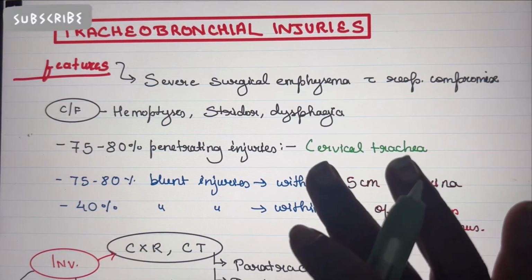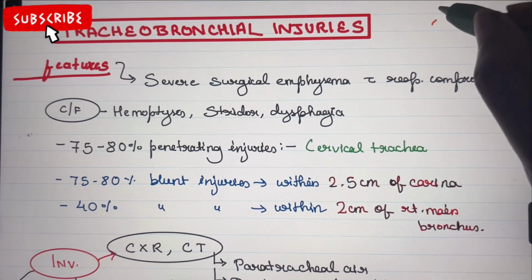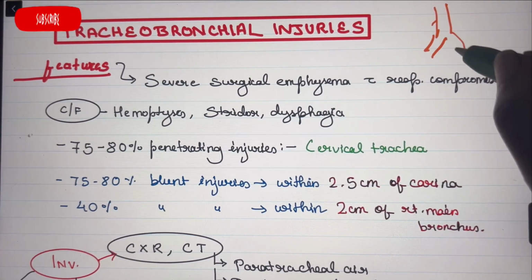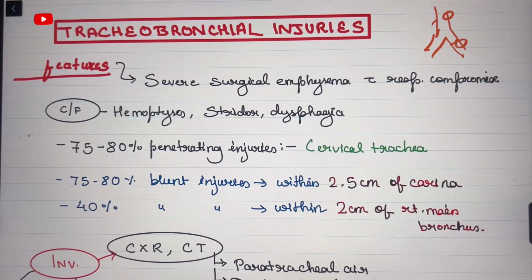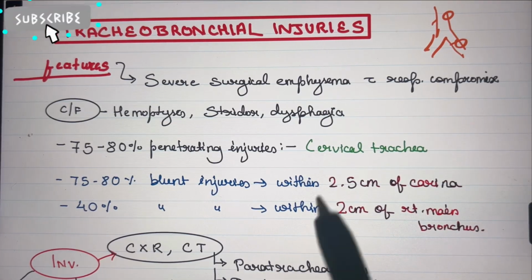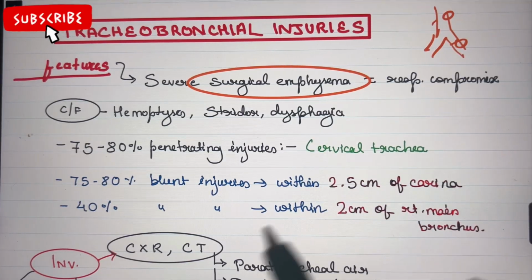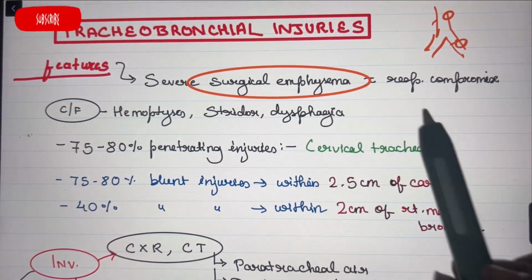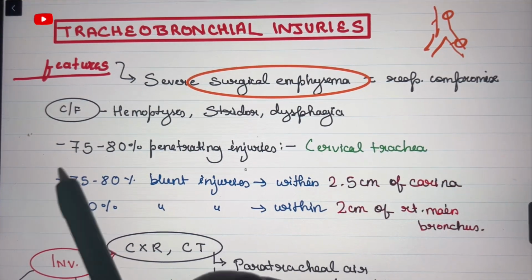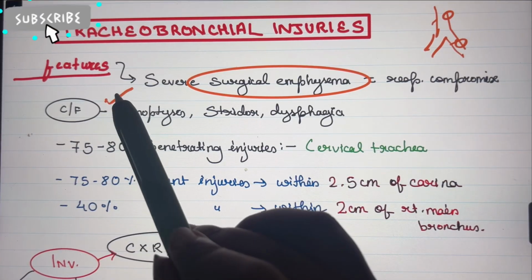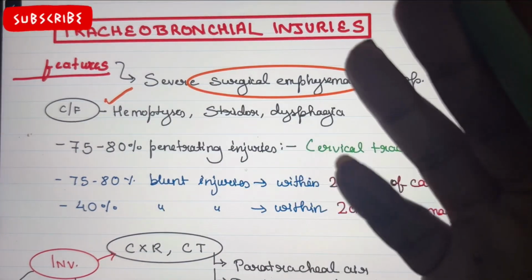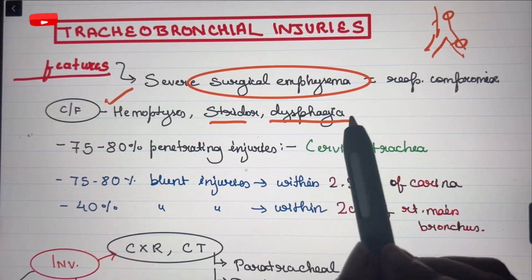In cases of tracheobronchial injury, there is injury in either the trachea or the bronchus. So in tracheobronchial injury, there will be severe surgical emphysema. This is the main thing. There will be severe surgical emphysema with respiratory compromise. Clinical features: the patient will have hemoptysis, will cough out blood, and there will be stridor and dysphagia.